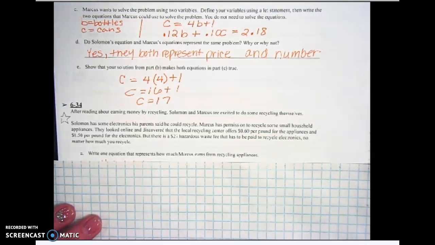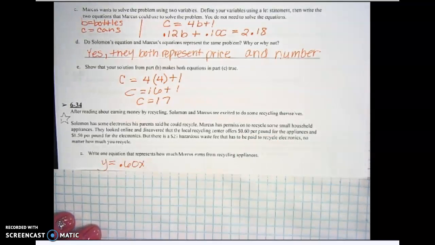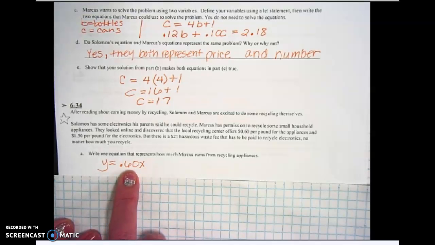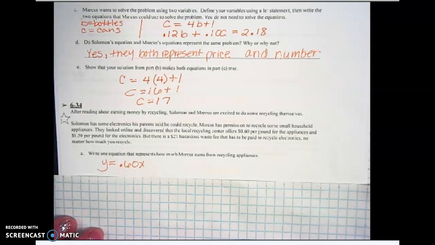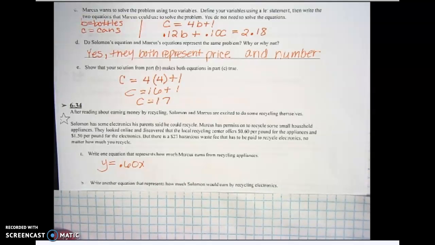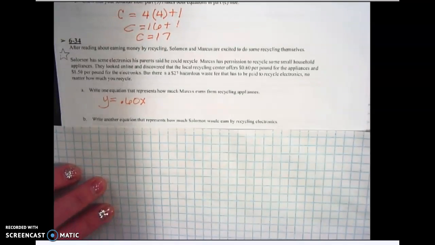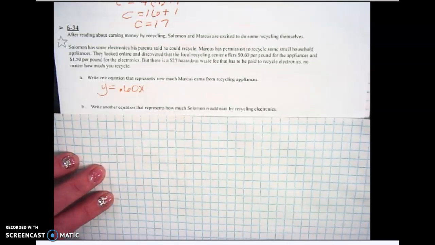We're going to call per pound X. Okay? So we're going to say that Y is going to be equal to 60 cents times however many pounds you have of appliances. Okay? Part B, write another equation that represents how much Solomon would earn by recycling electronics.